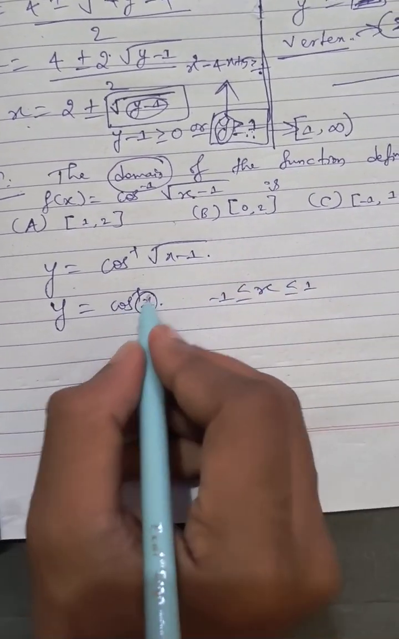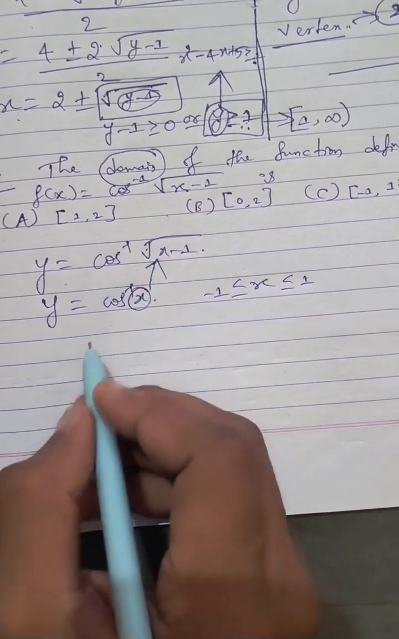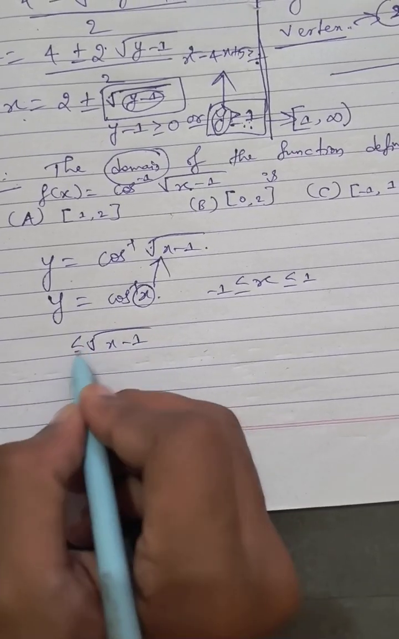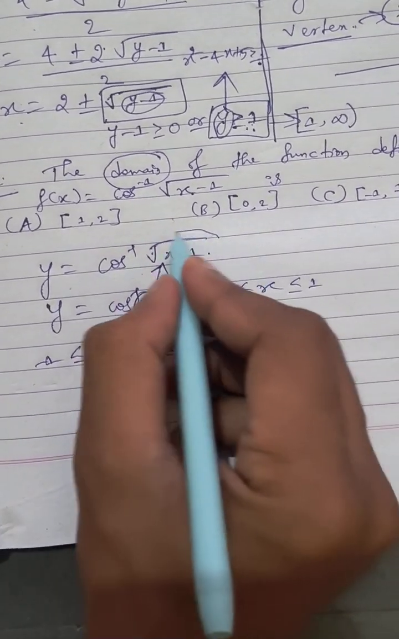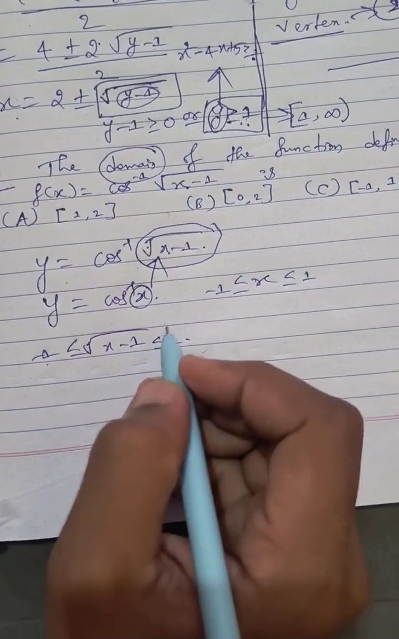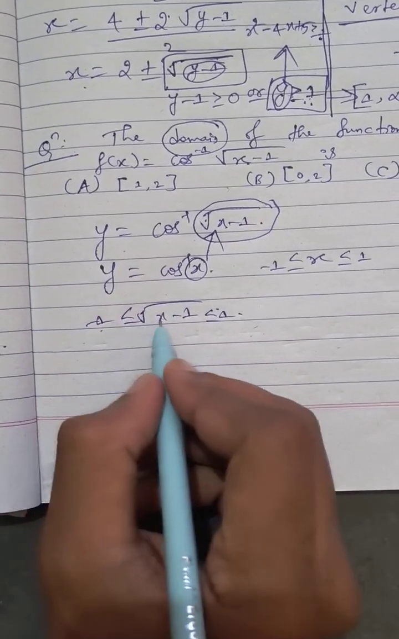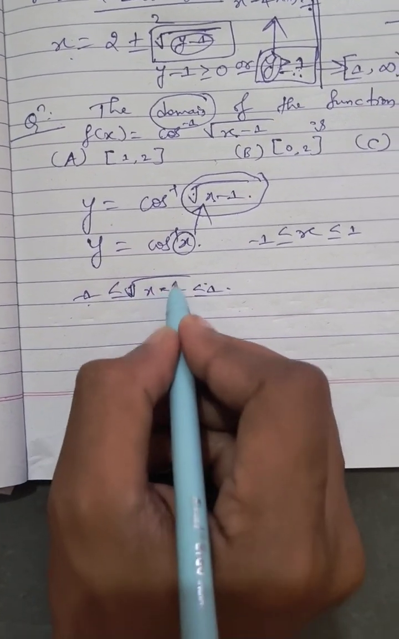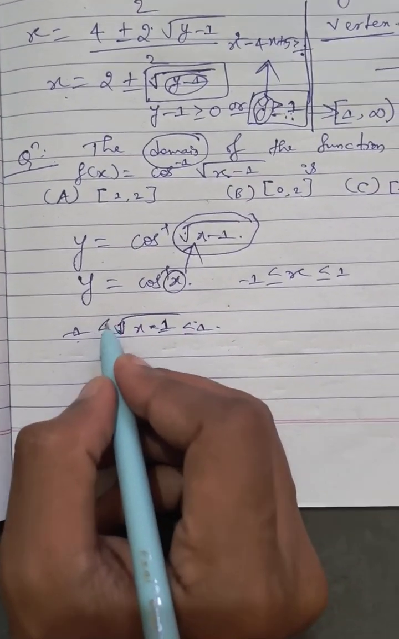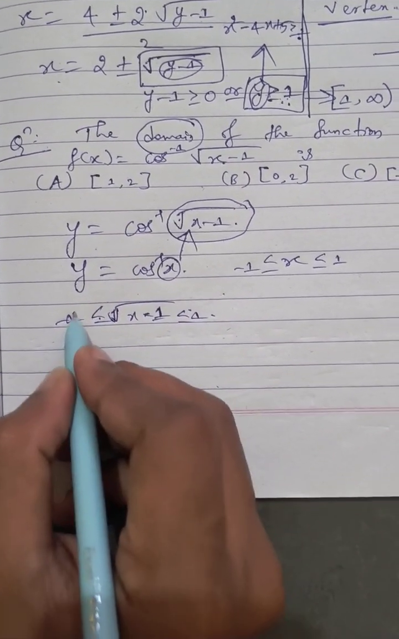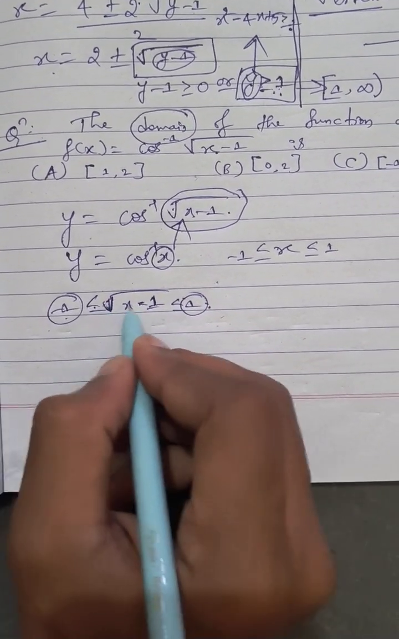Is it clear, students? Here, in place of x we have the square root of x minus 1. To find the domain, we have to keep this square root of x minus 1 within minus 1 and 1. Now we have to solve this inequality. To solve it, square the inequality.